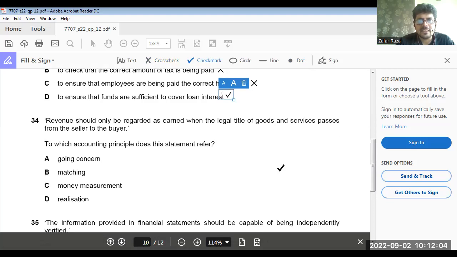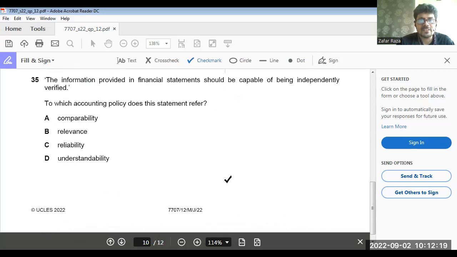Revenue should only be regarded as earned when the legal title of goods and services passes from the seller to the buyer. To which accounting concept does this statement refer to? Realization. Yes. The information provided in a financial statement should be capable of being independently verified. Verified means reliability.